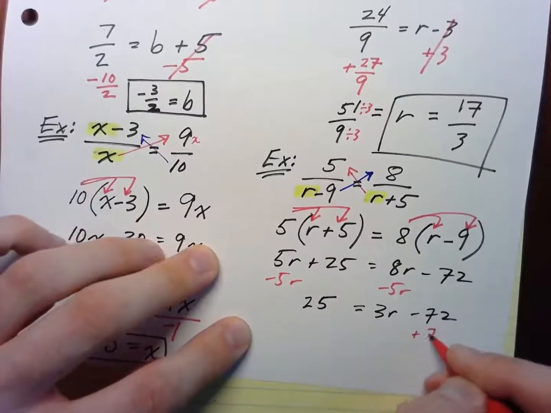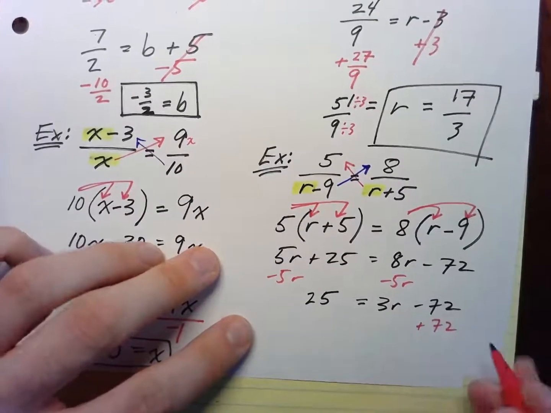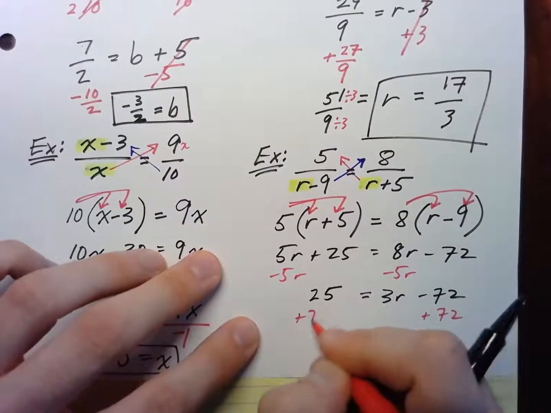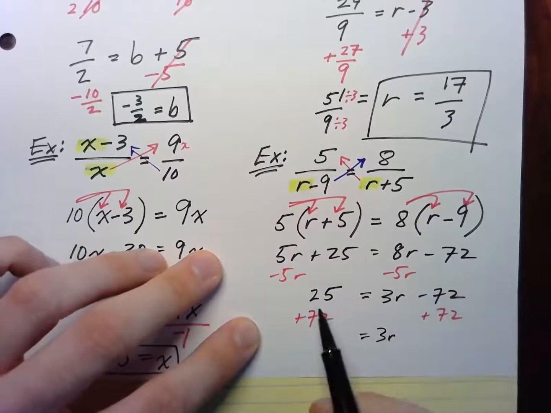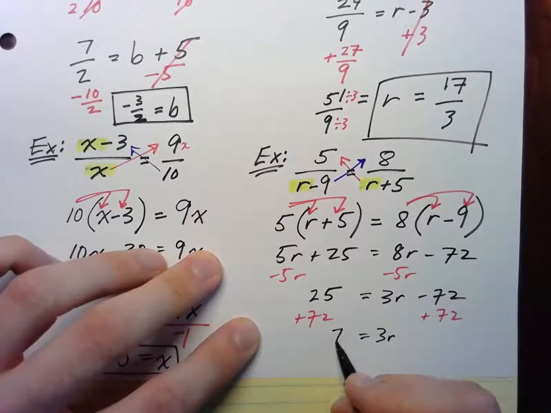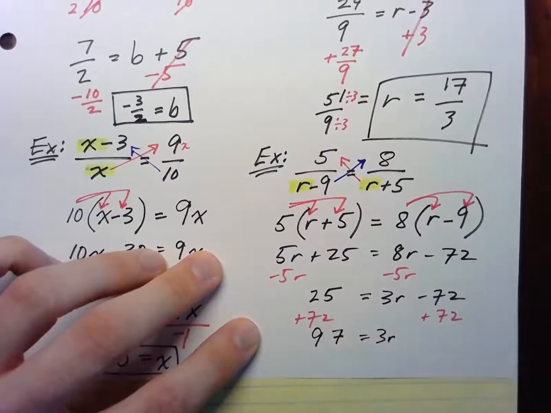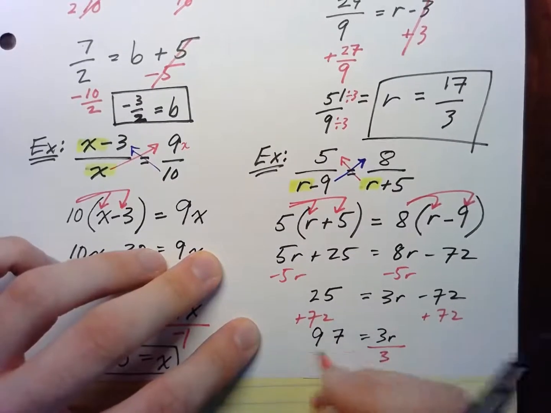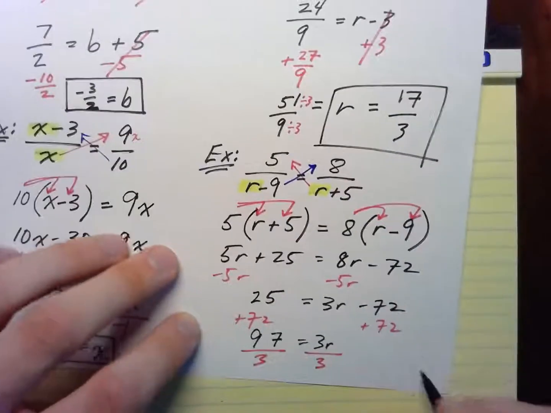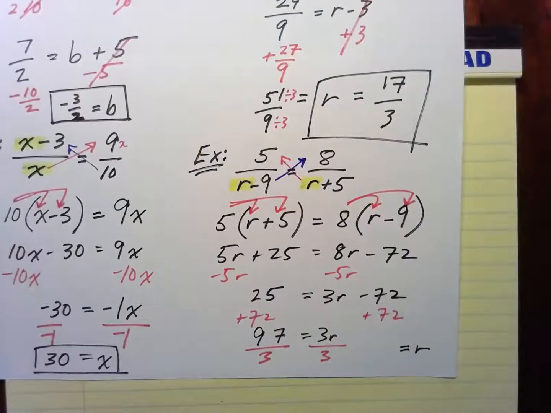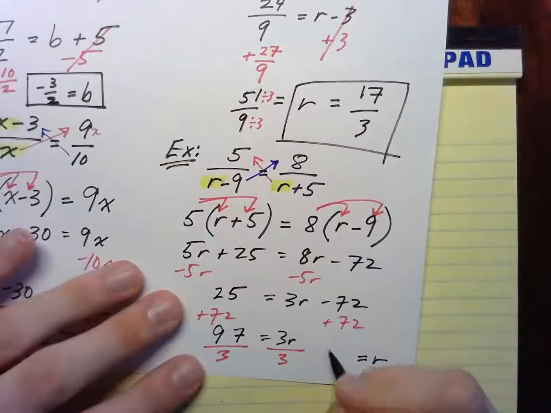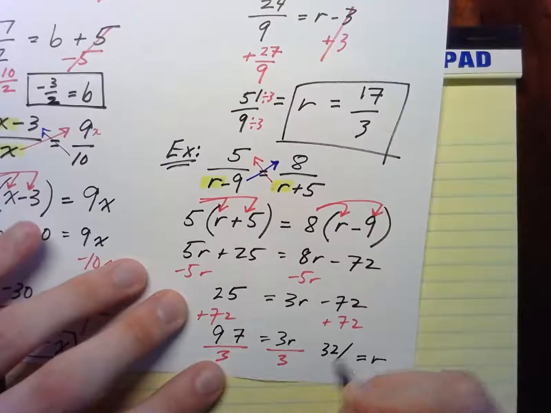So now I need to add 72, and I'm sorry, I'm cockeyed here. So add 72, and so then we're going to have 3r, and over here we're going to have 97, and so then dividing by 3, and I should know what that is off the top of my head, but I don't. 97 divided by 3 is something whole. Oh, it's 32 and a third. I'm sorry, it's 32 and a third.